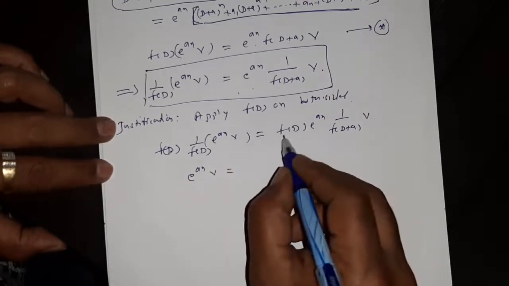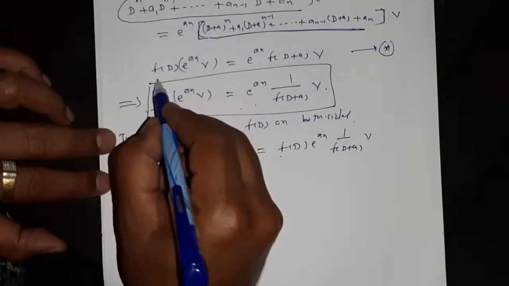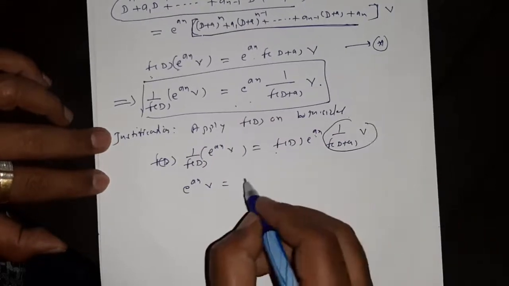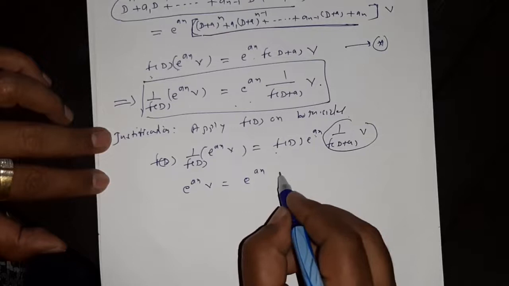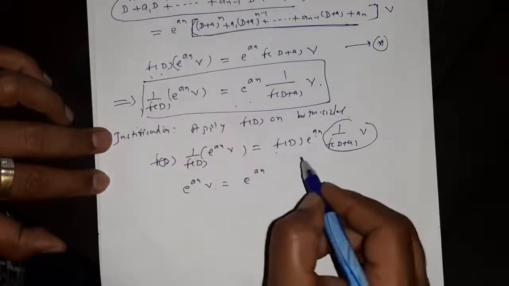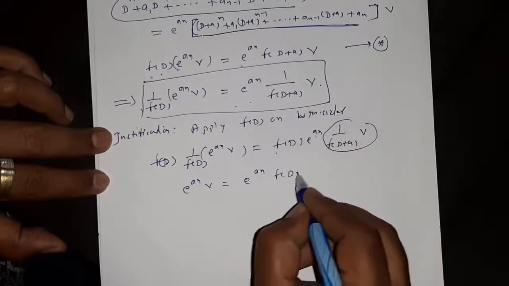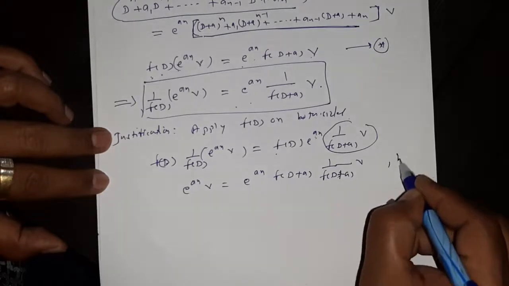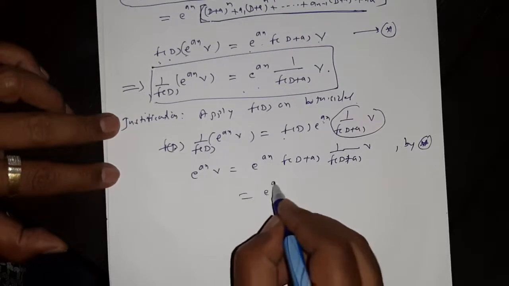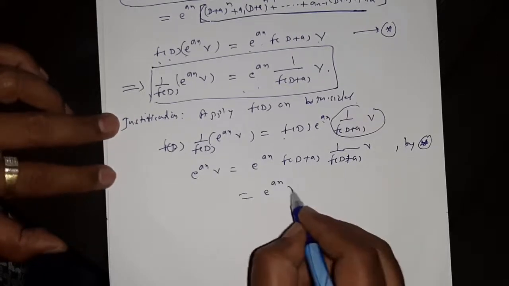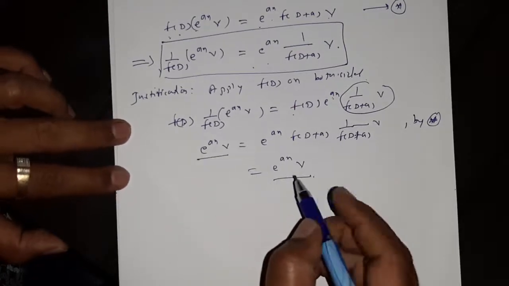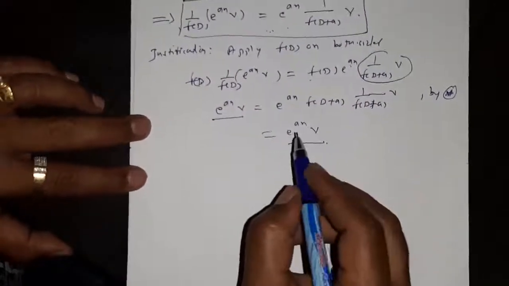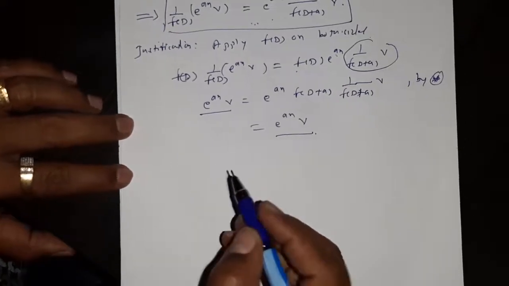We have this, and then apply the rule. f of D e raised to ax v, by using this step star, is e raised to ax f of d plus a v, and v is 1 by f of d plus a v. So this is by using star, and this is e raised to ax, again f of d plus a and f of d plus a get cancelled. So we have e raised to ax v is equal to e raised to ax v, and this is the justification for this step. From star we have this, and this is the final answer of the theorem.